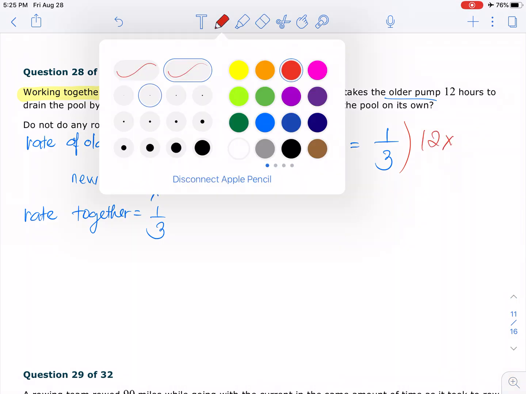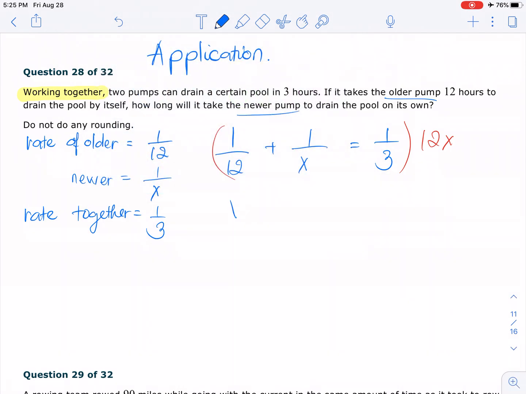All right, so we have x plus 12 equals 4x. So 12 is equal to 3x. Divide by 3, divide by 3. So x is 4. Okay, so 4 hours. That's the number of hours it takes for the newer pump to drain the pool on its own.